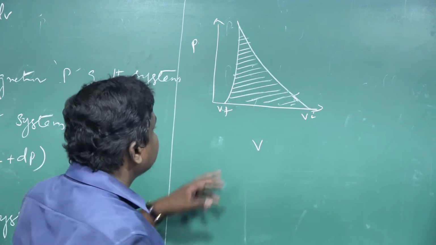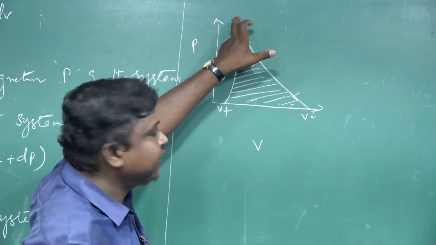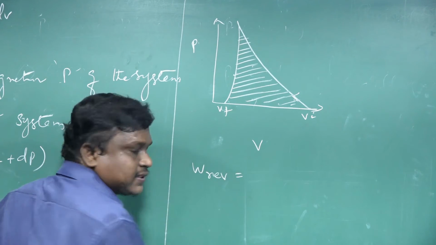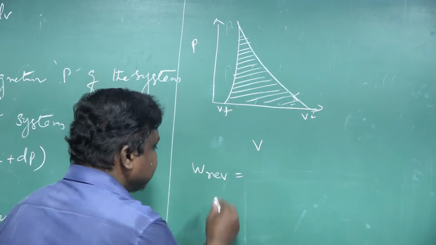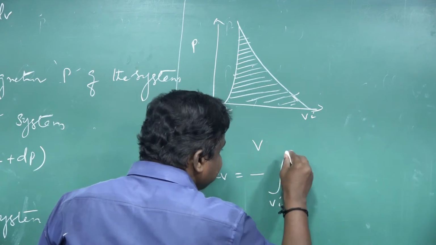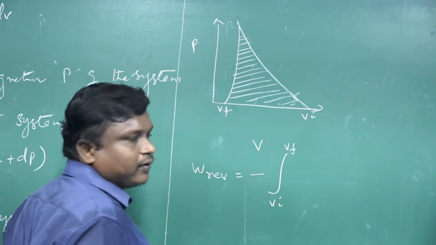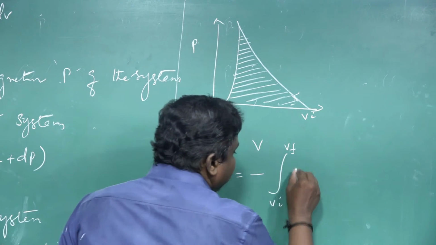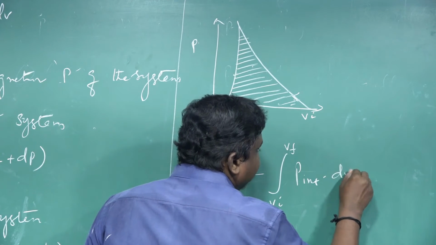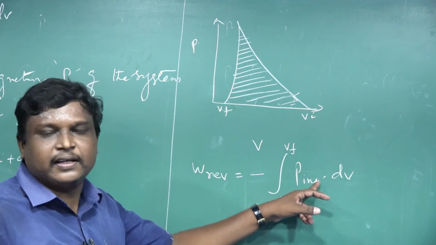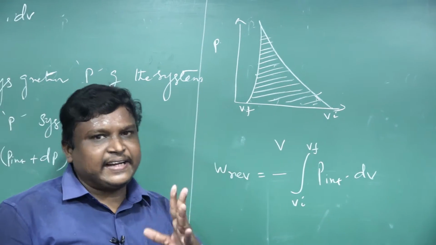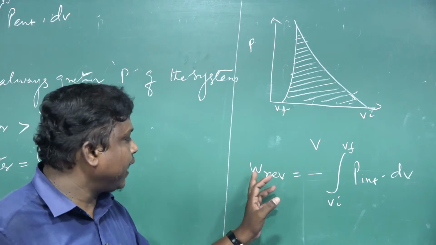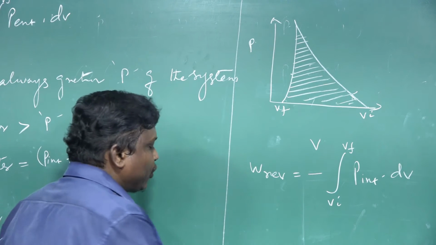Pressure is inversely proportional to volume: when the volume decreases, the pressure increases. Finally, the work done in the reverse process is W equal to minus the integral from initial volume to final volume of P internal dV. Already you know the ideal gas, because the cylinder is filled with ideal gas, so the ideal gas formula is PV equal to nRT.